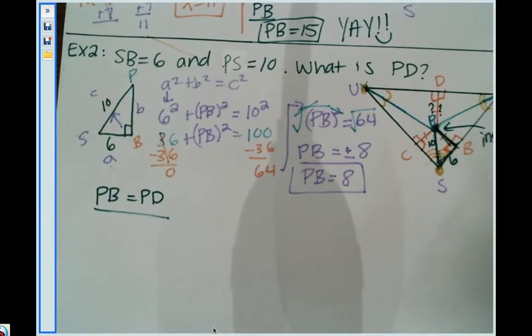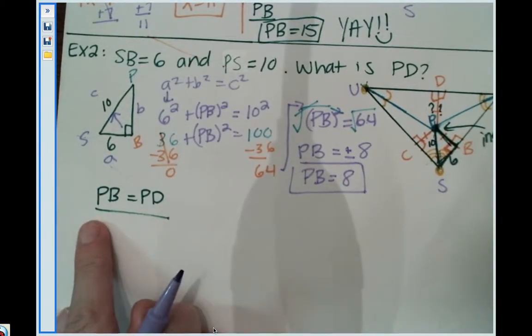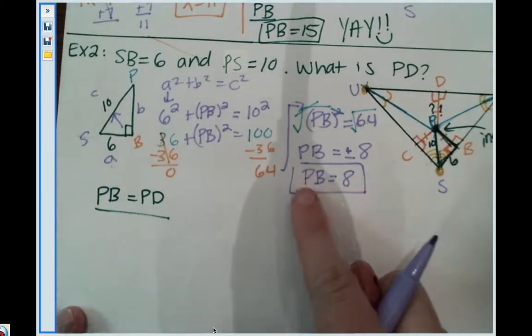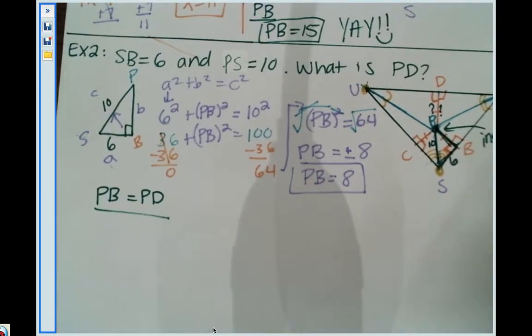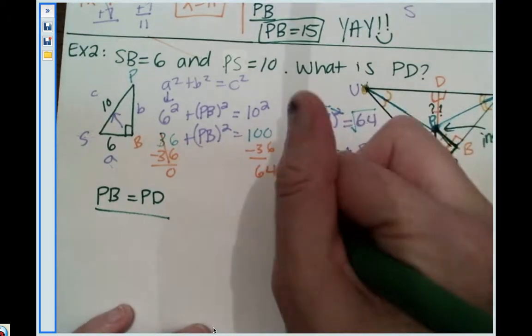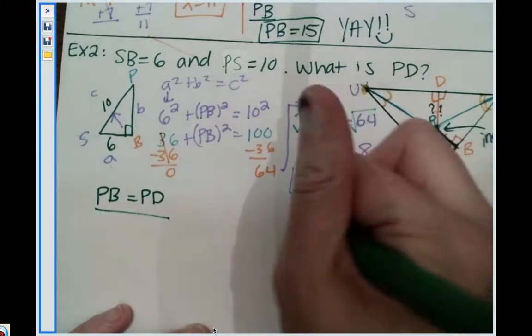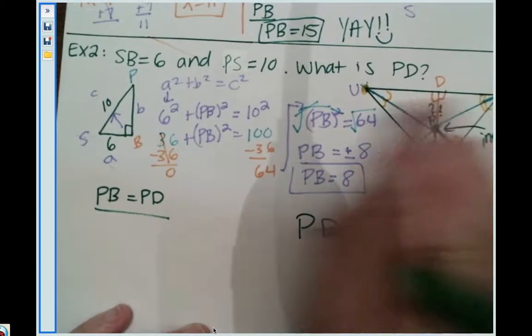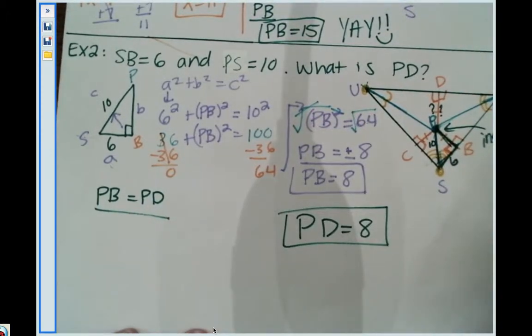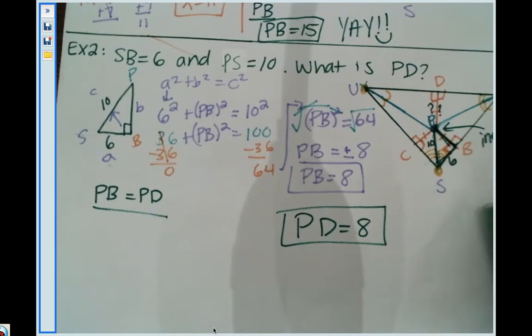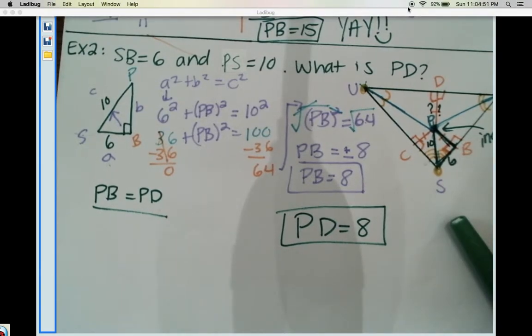We found PB, which is going to be helpful over here. So we know PB equals PD, so PB equals 8. What does PD equal, you guys? Yes, it does. PD equals 8 as well. And that is what we're ultimately trying to find. Oh man, wasn't that epic? It was super epic. I'm glad you guys enjoyed it as much as I did.